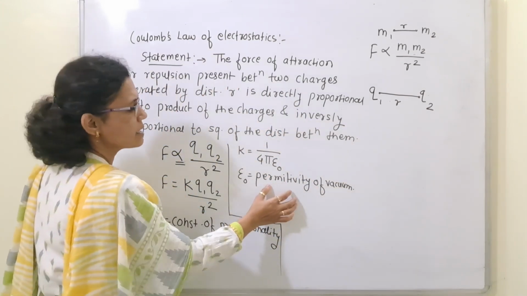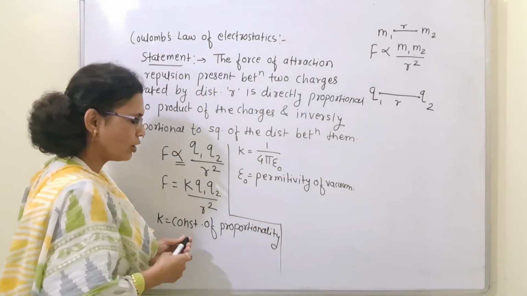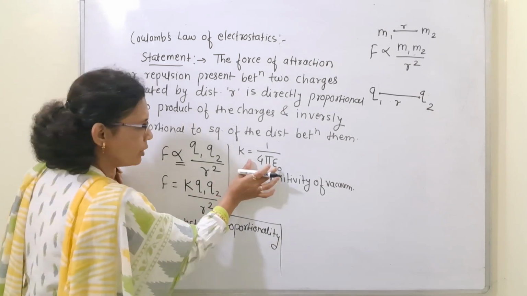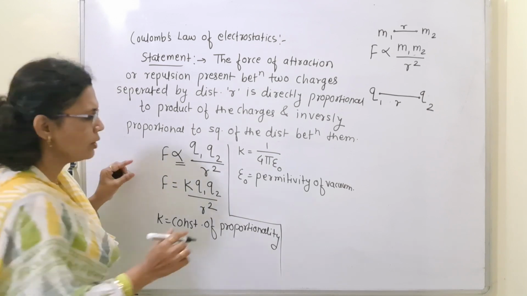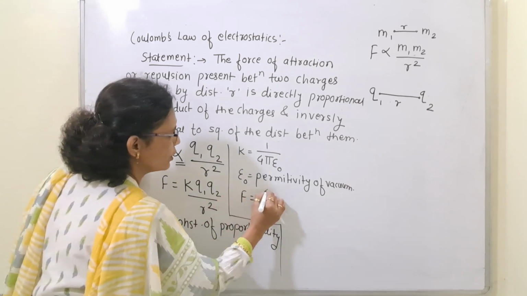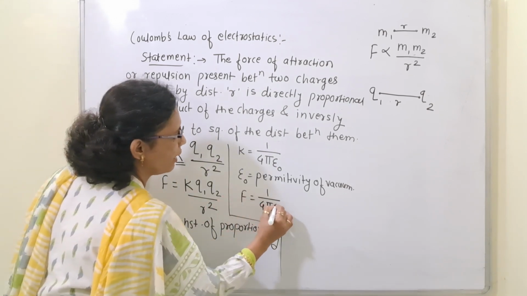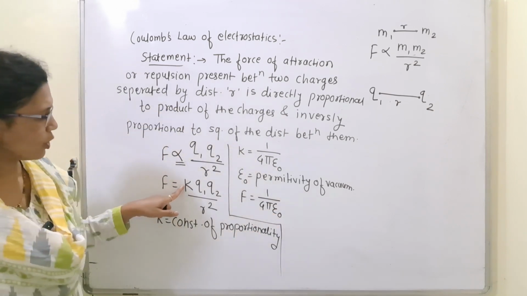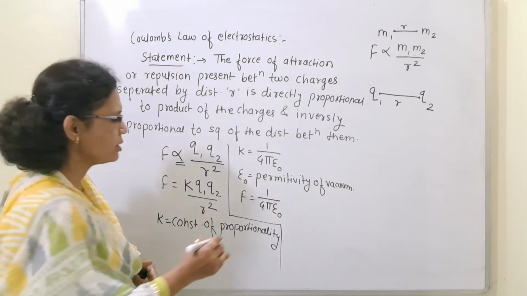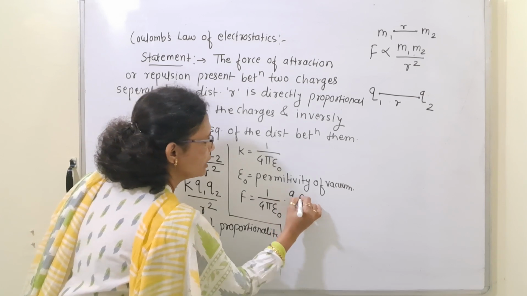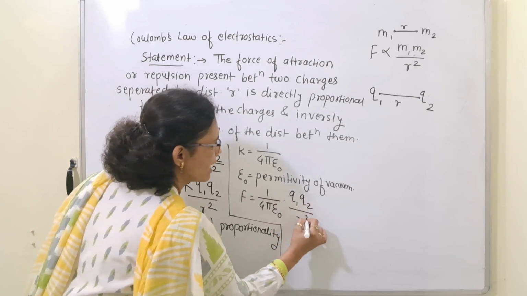Okay, so this is permittivity, epsilon naught. And if I put this value of k in this formula, F is equal to, then I can write F is equal to 1 upon 4 pi epsilon naught. In place of k, I will put 1 upon 4 pi epsilon naught. And here there will be Q1, Q2 upon R square as it is.